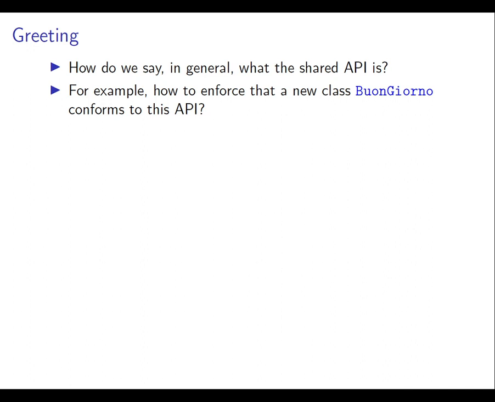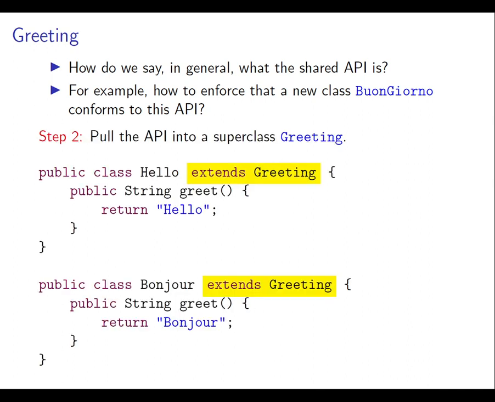But how can we say what the shared API between these 2 classes is? We would like to do this in order that we can extend to other languages in future, for example to enforce that a new class, Buongiorno, should conform to the same API. Well, you might think the next thing we could do is to pull that API into a superclass, and we might call that Greeting, and that works fine. Okay, so now we can have our 2 classes, Hello and Bonjour, we can make them both extend Greeting and implement it differently.